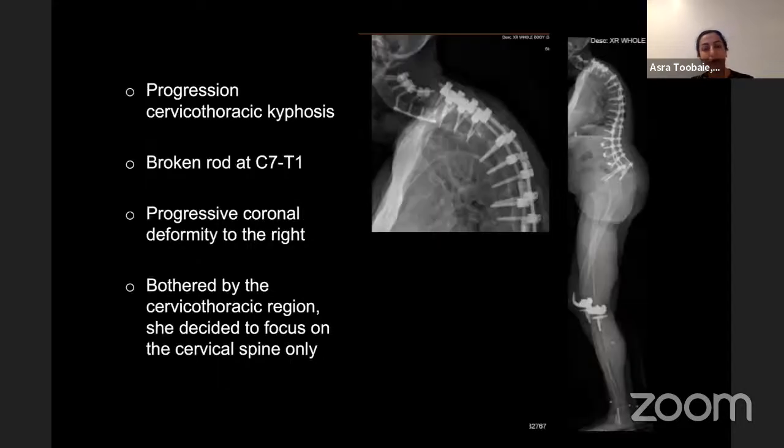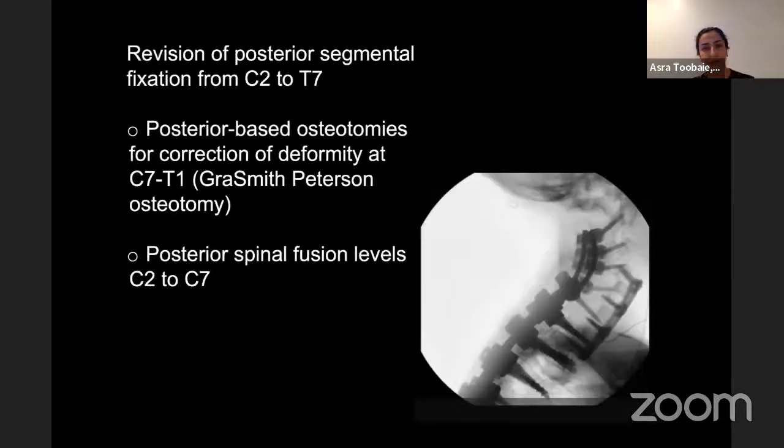She presented to us with progressive cervicothoracic kyphosis. X-ray showed a broken rod at C7 to T1. She also had some progressive coronal deformity to the right side, but it appeared that the main bothersome point for her was the cervicothoracic region that was falling more forward. So we decided to address this area first. So she underwent revision of posterior segmental fixation from C2 to T7 with posterior-based osteotomies C7 to T1.